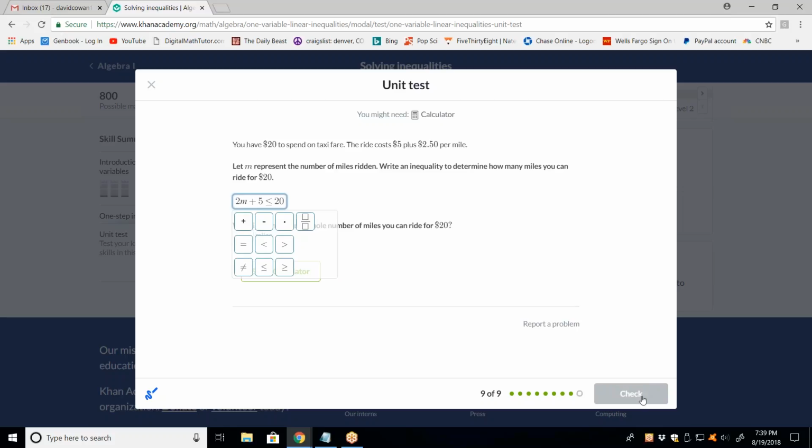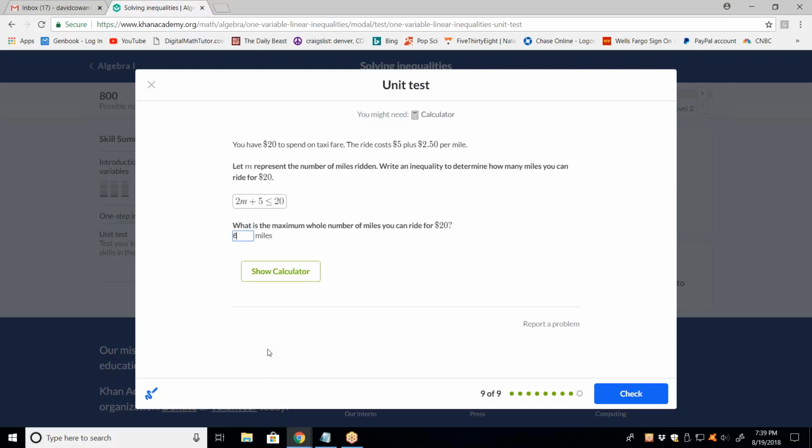Isn't there another part to this? So what's the max number of miles? 6, but it doesn't give me a place to fill it in. You're going to click off of the... I had it covered up, but I didn't know it.